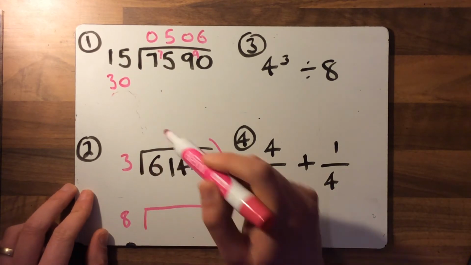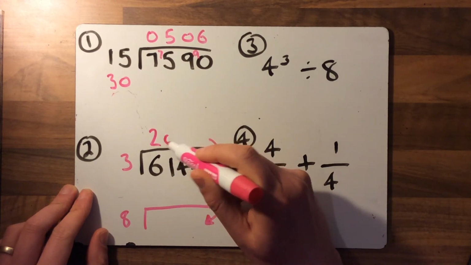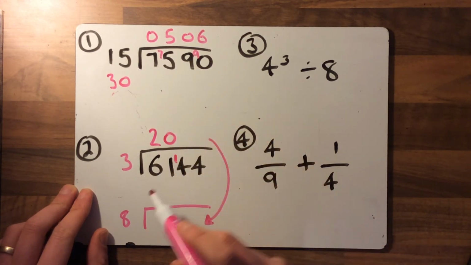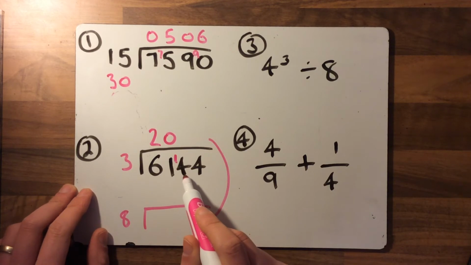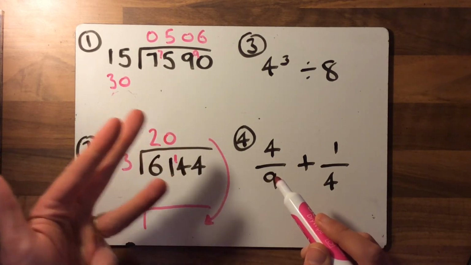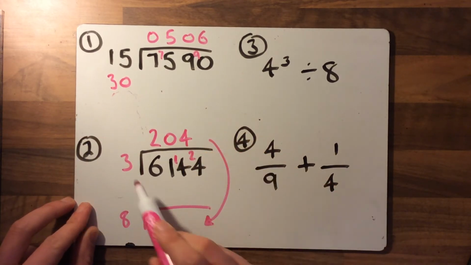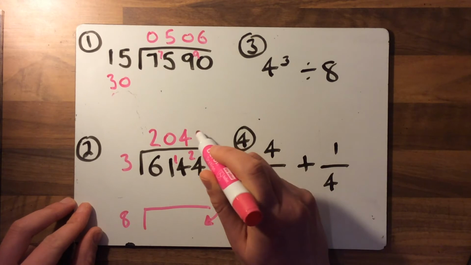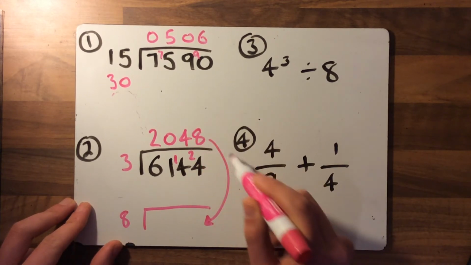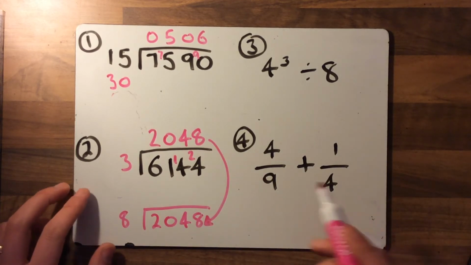So how many times does 3 go into 6? It goes in twice. How many times does 3 go into 1? It doesn't. This one gets carried over. How many times does 3 go into 14? Let's count. 3, 6, 9, 12 goes in 4 times with 2 left. How many times does 3 go into 24? It goes in 8 times. This number comes down here, and this is what we divide now by 8, the other factor.